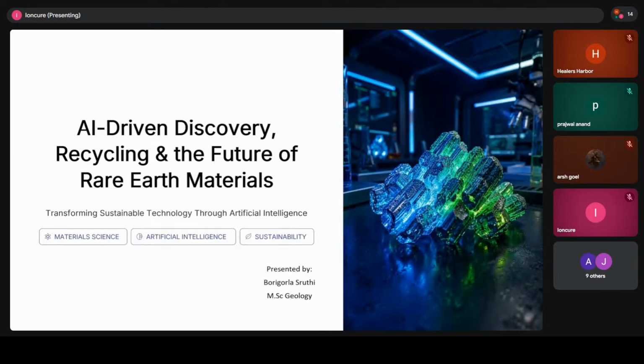Rare earth elements are essential for advanced technologies such as hardware, semiconductors, electric vehicles, wind turbines, and defense systems. At the same time, mining these materials creates serious environmental and geopolitical problems. So, this presentation discusses how AI can help improve material discovery, recycling technologies, and sustainable resource management.